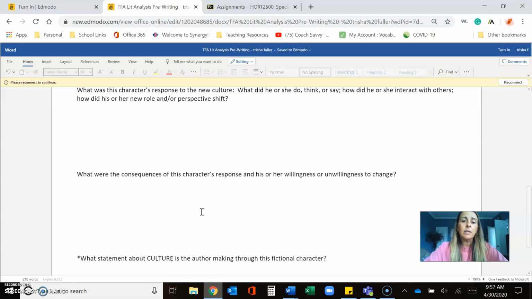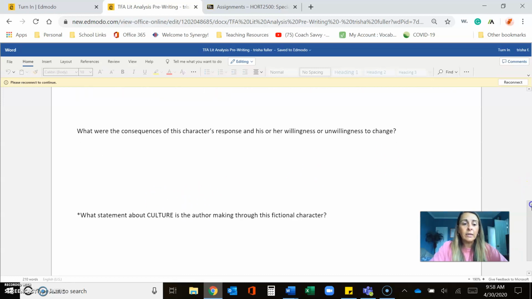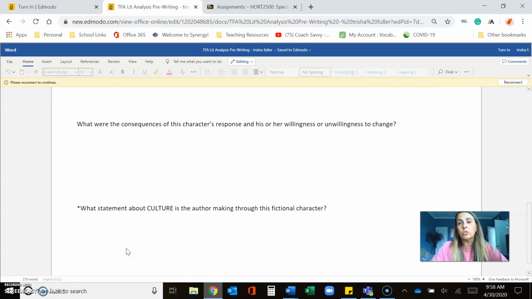So what's the consequence of this character's willingness or unwillingness to change? All right, and then again, you'll be thinking about what's the significance there. And then finally, what's the statement about culture that the author's trying to make through this fictional character? Because while part of it's just a story, an interesting but tragic story, I think Chinua Achebe really wants us to learn something from these characters that he has created.